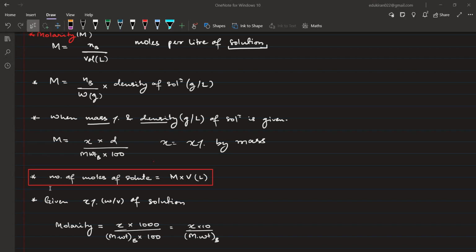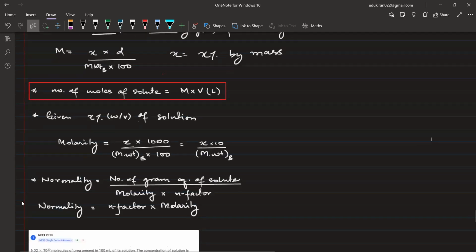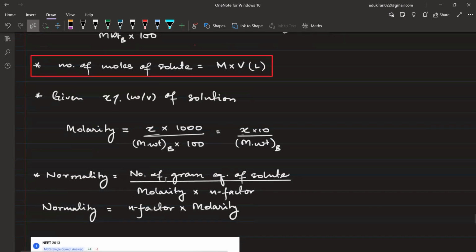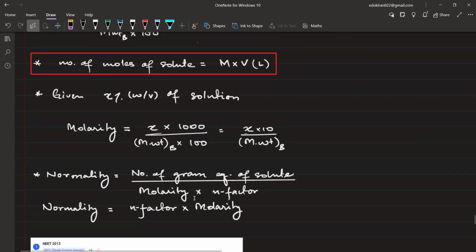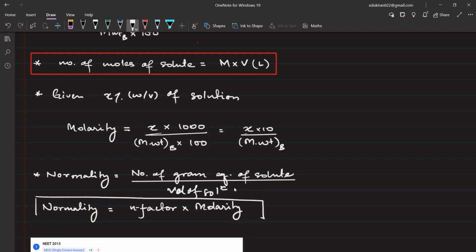Okay, moving on. Normality. Normality is basically given as number of gram equivalents of solute divided by volume of solution. Okay, but basically, normality will be equal to n factor into molarity.